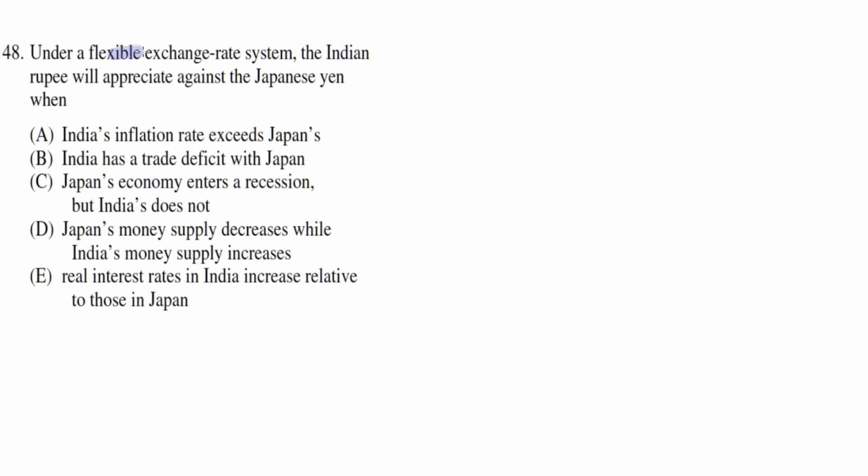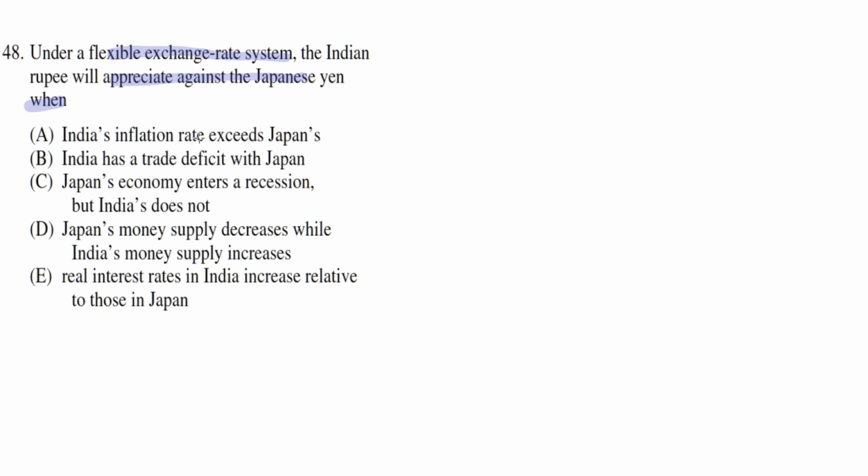Under a flexible exchange rate system, the Indian rupee will appreciate against the Japanese yen when blank. So, in this question, we're asked to find under which of the following situations will the Indian rupee appreciate against the Japanese yen. Option choice A says India's inflation rate exceeds Japan's.